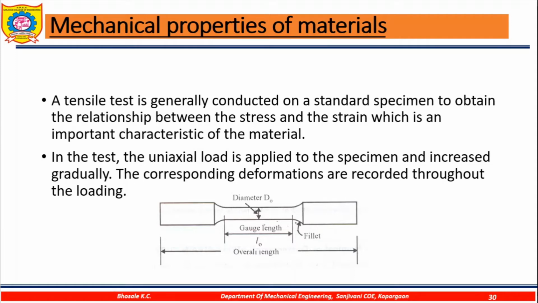In the test, the uniaxial load is applied to the specimen and increased gradually. The corresponding deformations are recorded throughout the loading. So we apply the tensile loading, and for whatever load, we take the reading of the load and the extension, that is, the deformation or change in length of the rod.